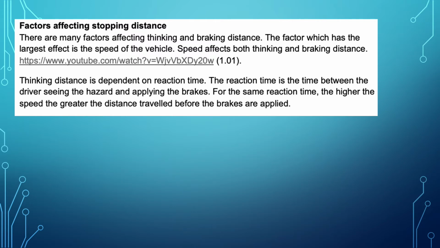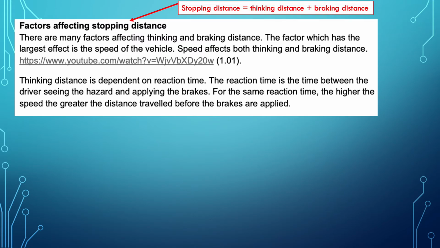Okay, factors affecting stopping distance. So I'm going to try and put in as much science into this as possible. Obviously, a lot of this you're going to understand just by knowing the dangers about driving and how you need to be cautious. So there are factors affecting stopping distance. I'm just going to put the formula up there to remind you what we're talking about. There are many factors affecting thinking and braking distances. The factor which has the largest effect is the speed of the vehicle.